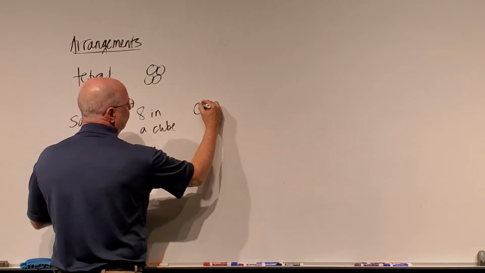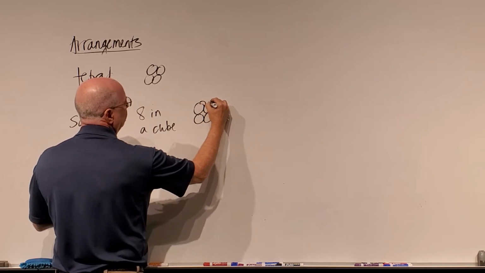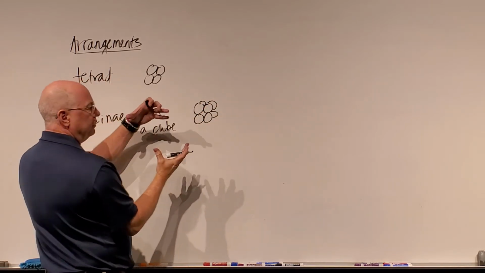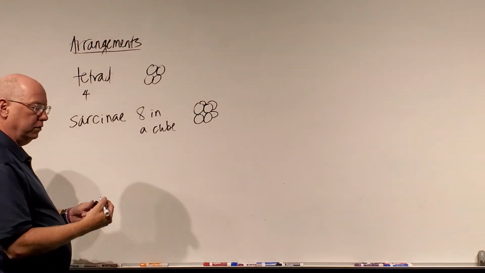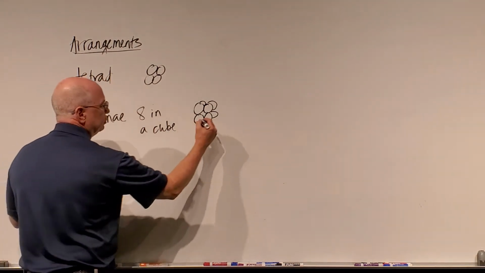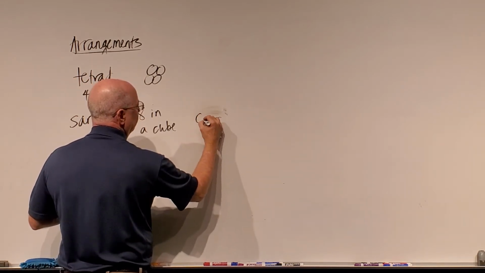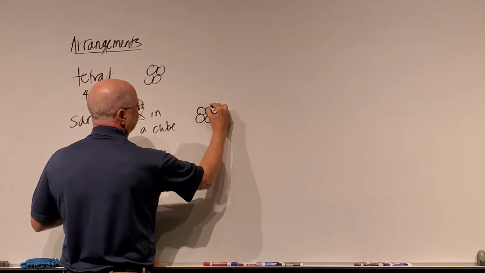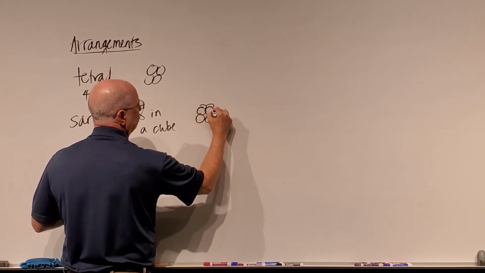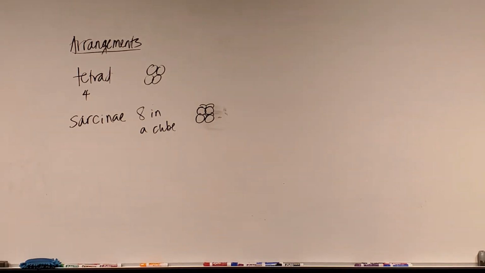So I would have 1, 2, 3, 4, and then I can have another one behind each one of these, and they're sort of in a little cube, like if you took 4 little balls and put them together, okay? Or actually 8. So I've got one behind the other, and that's really not a very good drawing, but I would have them like this, and then another one stacked behind each one of these, okay? We would call those sarcinae in shape.